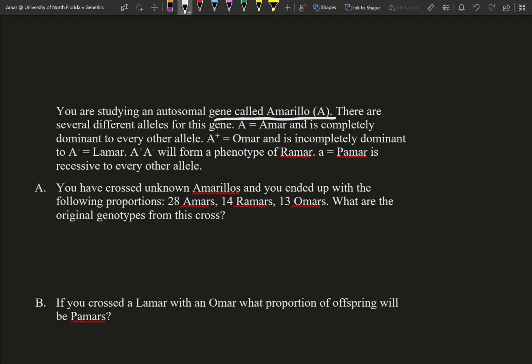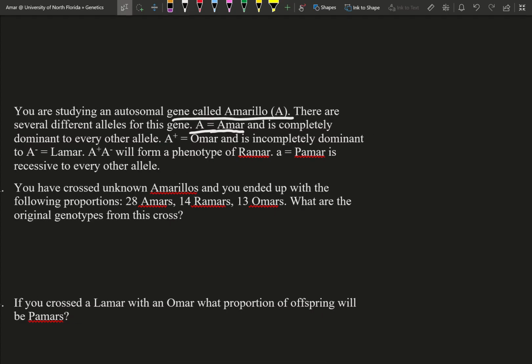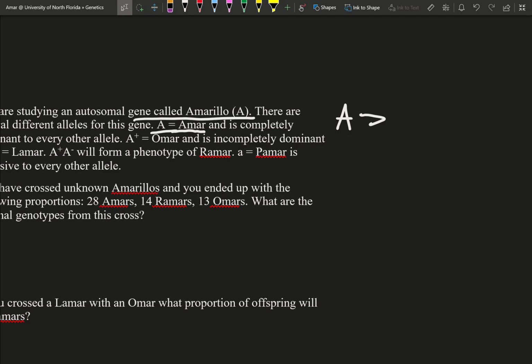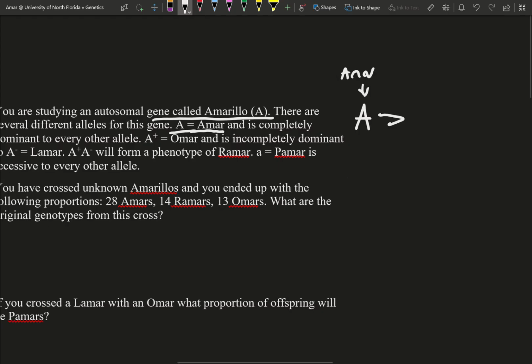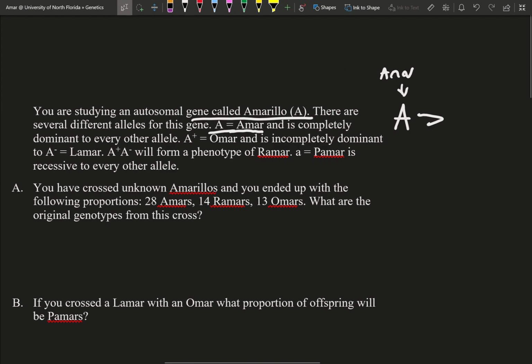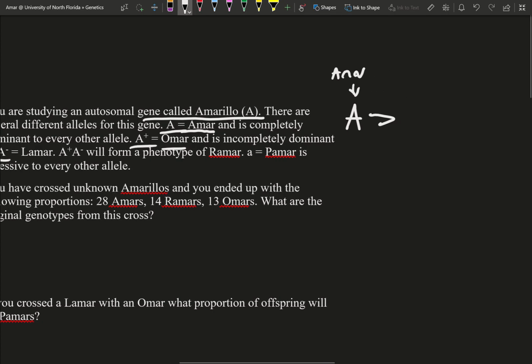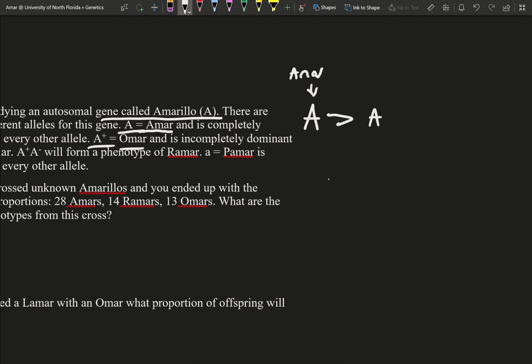So over here, it tells you that big A, which has a phenotype of Lamar, will be completely dominant to every other allele. So we're going to write down that big A is completely dominant to whatever, and we're going to write down that this is the Amara phenotype. Next, it tells you that big A plus is Omar and is incompletely dominant to A minus, which is Lamar. So we could say that A plus is basically incomplete dominant to A minus. That's incomplete dominancy.